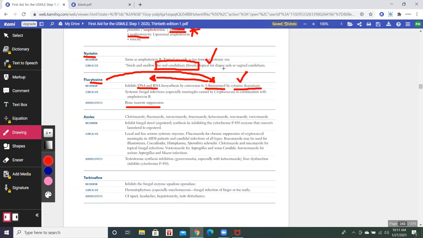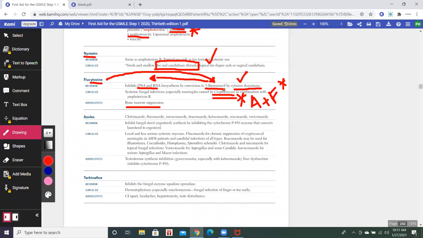Okay. And one of the important clinical uses is exceptionally this one. You cannot forget this. Flucytosine is used for Cryptococcus. Always remember, Cryptococcus treatment will be tested in Step 1. Cryptococcus treatment is amphotericin plus flucytosine, extremely high yield. Amphotericin B plus flucytosine, extremely high yield.